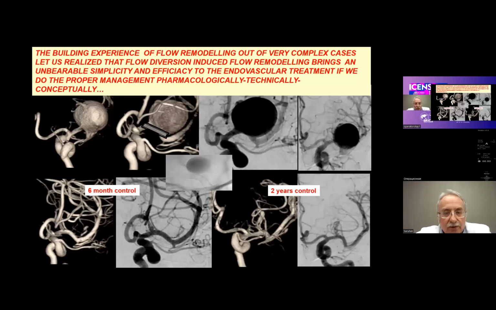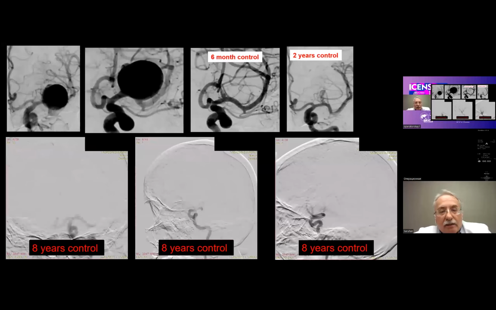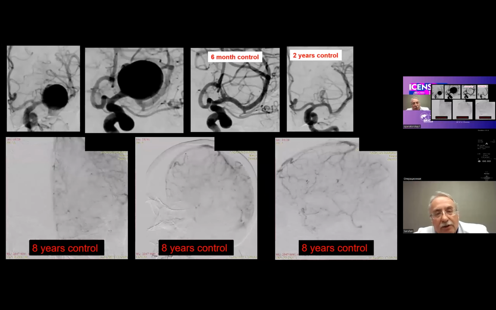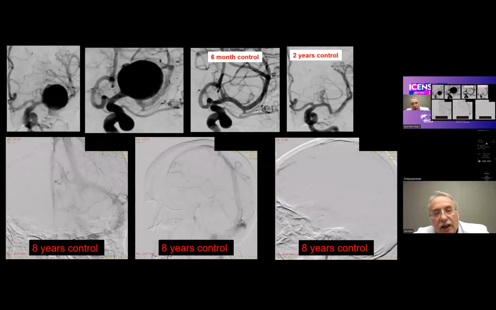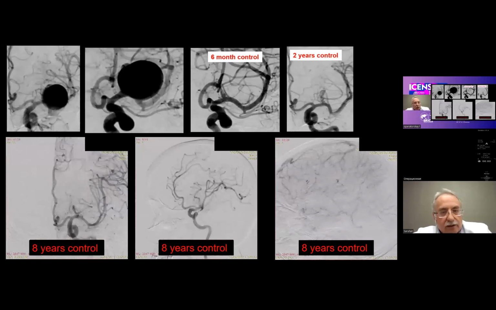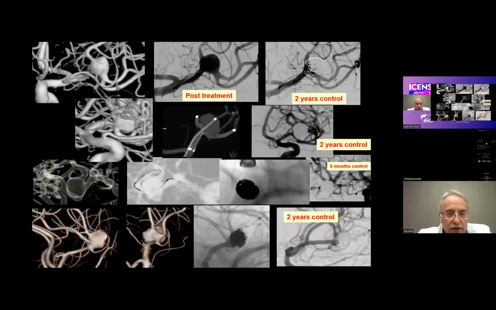So basically, this is one patient, and 2 years after, and this is done by one of my former fellows, who just finished her fellowship and treated this patient, and this is 8 years follow-up. So look at this aneurysm and look at this simplicity in the treatment result.